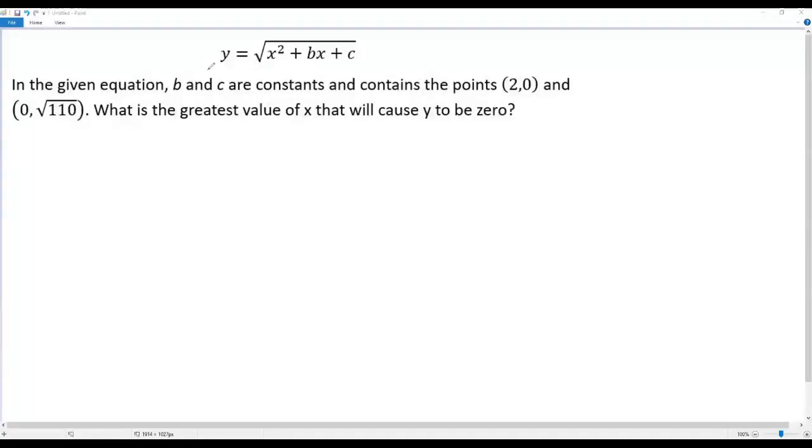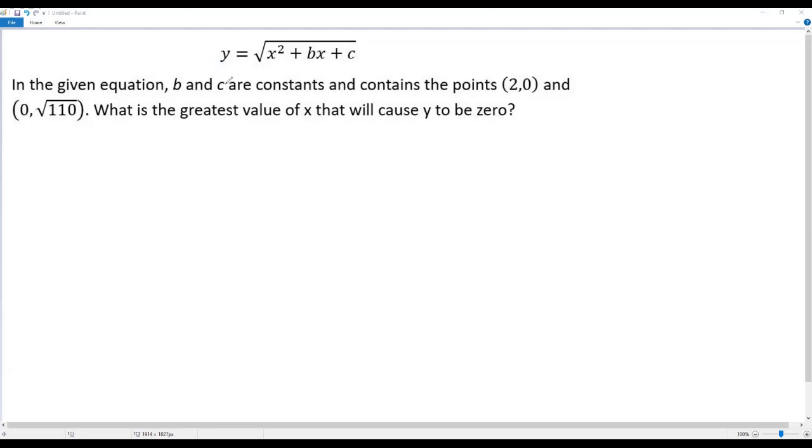Here we have a SAT math question. Okay, let's go with the information. y equals the square root of x squared plus bx plus c. In the given equation, b and c are constants, and the graph contains the points (2, 0) and (0, square root of 110). What is the greatest value of x that will cause y to be 0?